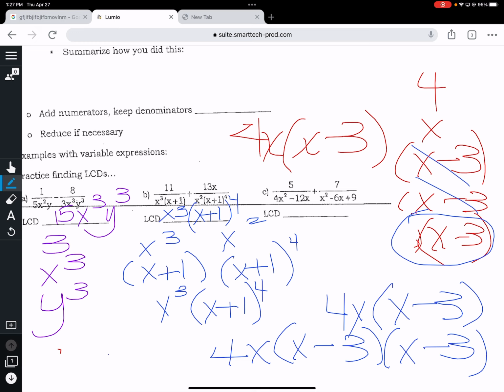Then, do you have questions on what we've done? So basically, the least common denominator is 4x, (x minus 3) squared. Yep. So then, let's look at the next page.